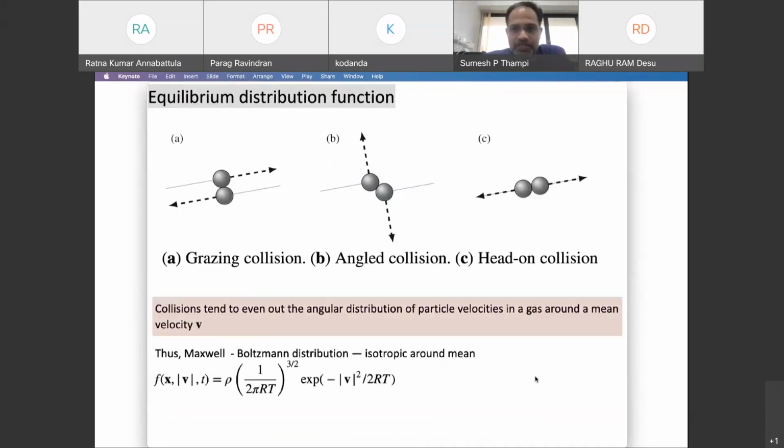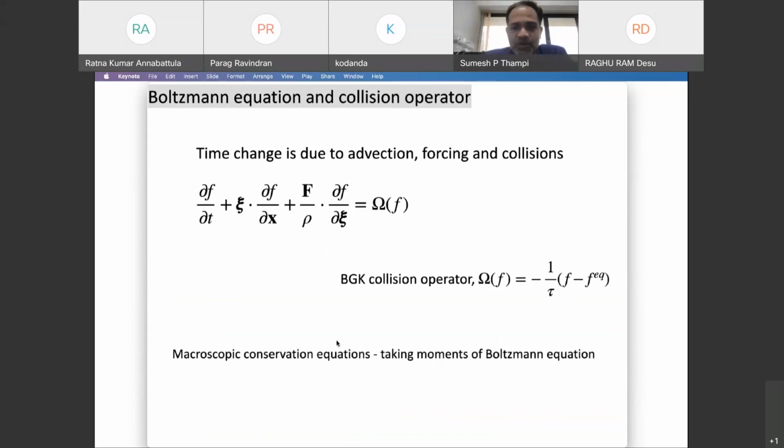Let me skip this, and then I come to the Boltzmann equation. If f is the basic probability density function, you can write down a governing equation for this probability, and this is known as the Boltzmann equation. It has two parts. On the left hand side, it tells you how f evolves in velocity space and physical space. On the right hand side, it tells you how the distribution function relaxes to the Maxwell-Boltzmann distribution, because every time the system wants to relax to that distribution.